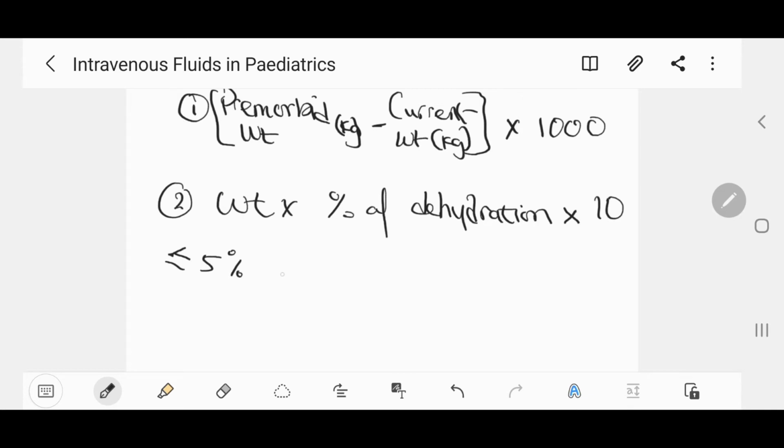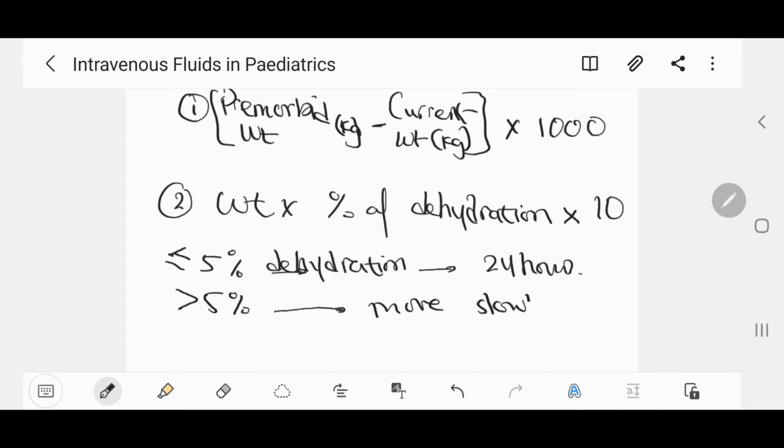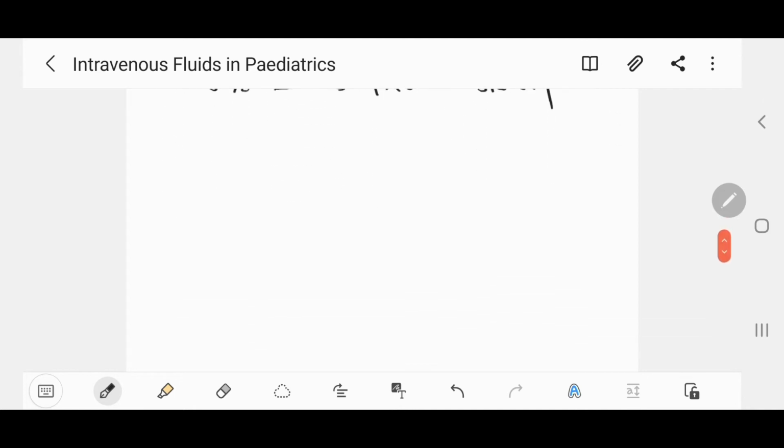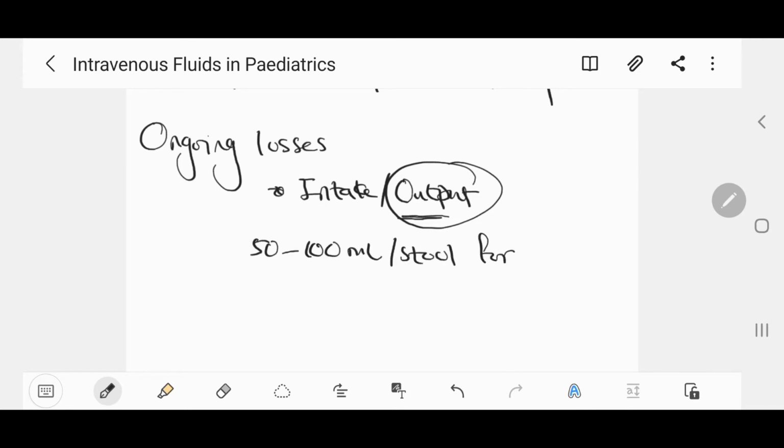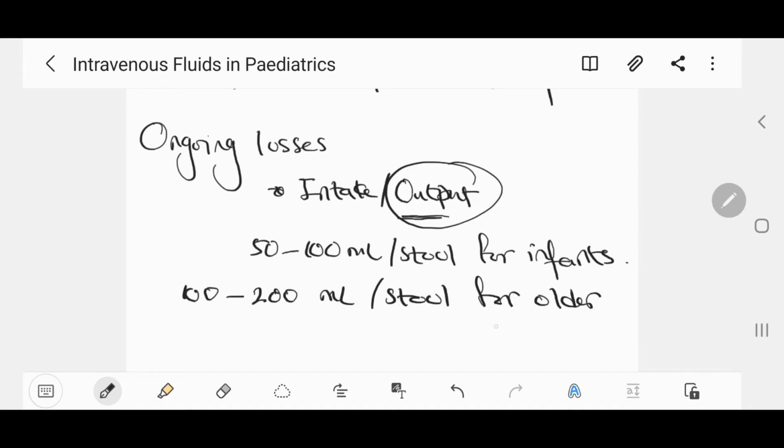The percentage of dehydration can be determined according to the clinical signs. If we've got less or equal 5% dehydration, the replacement would be over 24 hours. If more than 5%, more slowly. Now, for ongoing losses, by checking the output, or it could be roughly 50 to 100 ml per stool motion for infants and 100 to 200 ml per stool for older children.